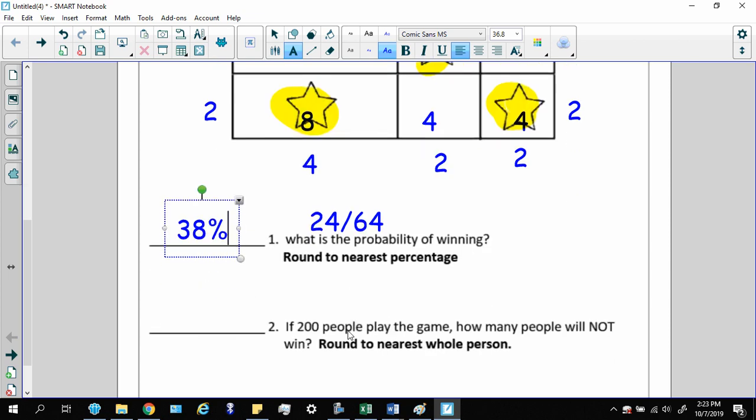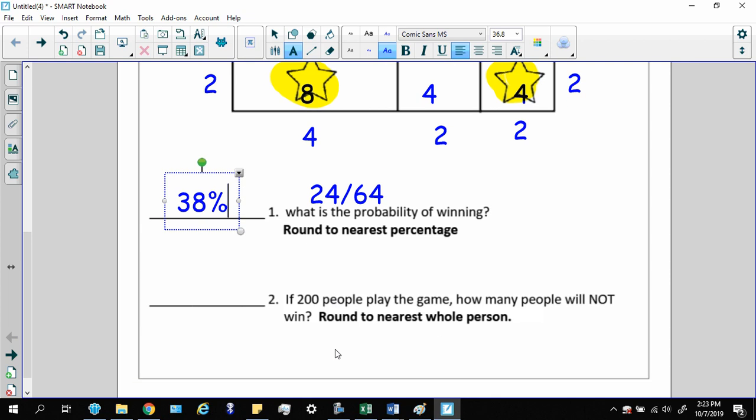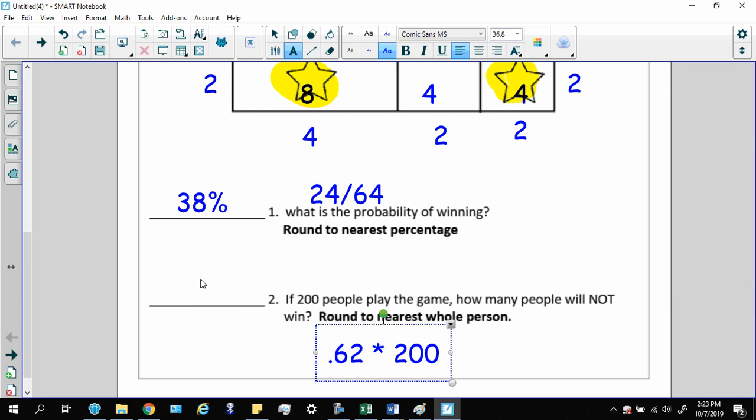If 200 people play the game, how many people would not win? Well, let's see, if 38% does win, that means 62% would not win, so that would be 0.62. I'm going to times that by 200. So 0.62 times 200 gives me 124 people.